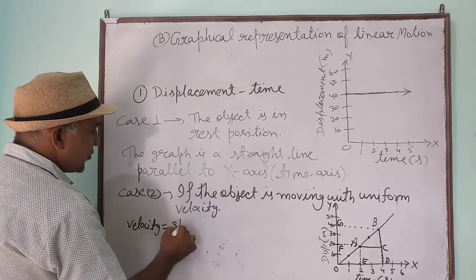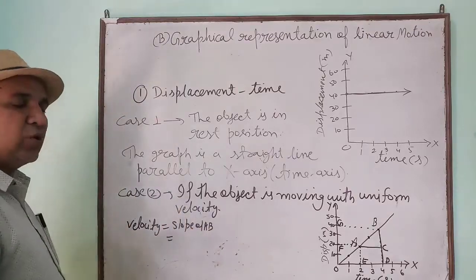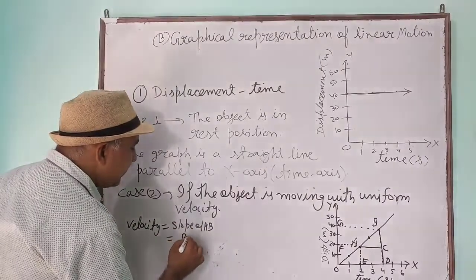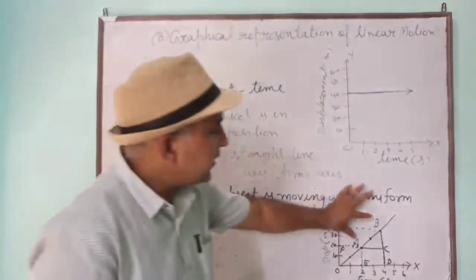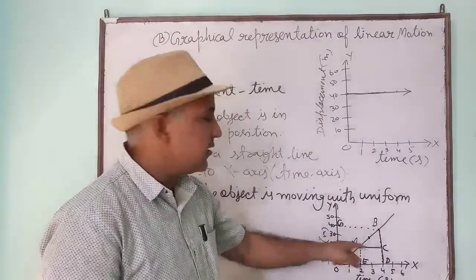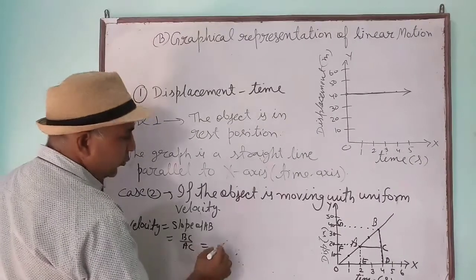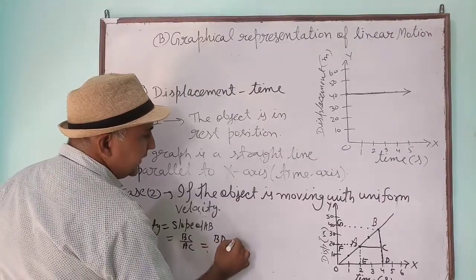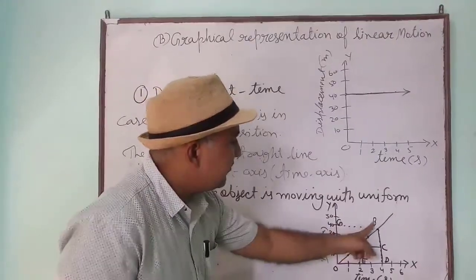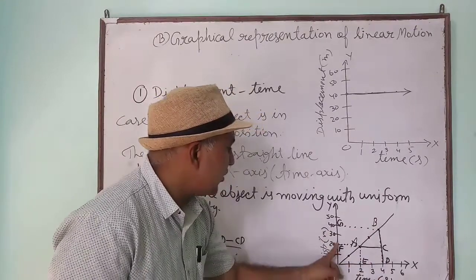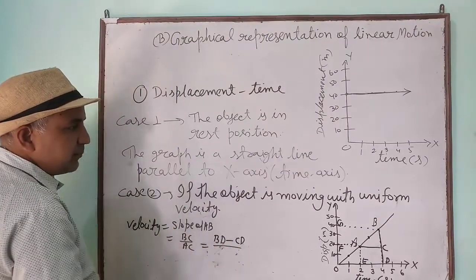Okay, now here velocity will be the slope of AB. Now how to find the slope of AB? The slope of AB will be equal to BC upon AC. This is the noted point. How to find the slope? By perpendicular upon base, that means BC upon AC. Now what will be the value of BC? From BD, if we subtract CD, total BD is 40, we can see from here. This CD is equal to 20, we can see from the graph. So if we subtract CD from BD, we get BC.